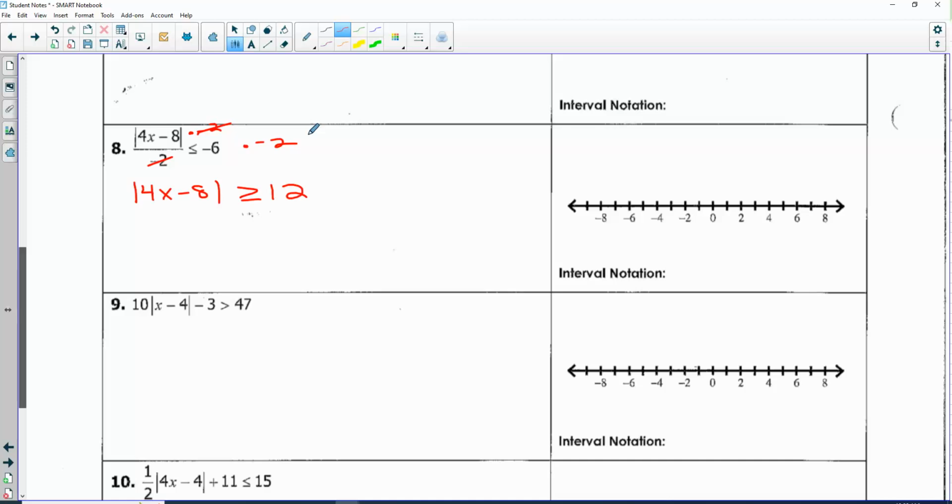This is a greater than, which means or, two separate ones. So the first one, all we do is drop the absolute value. For the second one, what do we do? Flip it and change it to a cluster. 4x minus 8, we make it a less than or equal to negative 12. We have two separate pieces to solve.